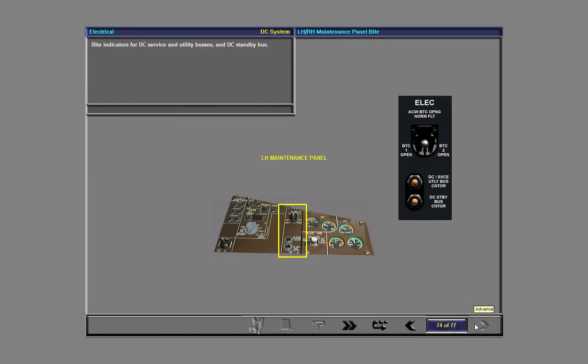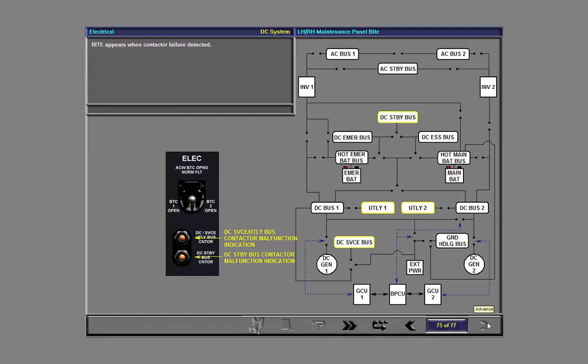Also, on the left-hand maintenance panel, there are byte indicators for the DC service and utility buses and for the DC standby bus. The byte indicators appear when a contactor failure has been detected.